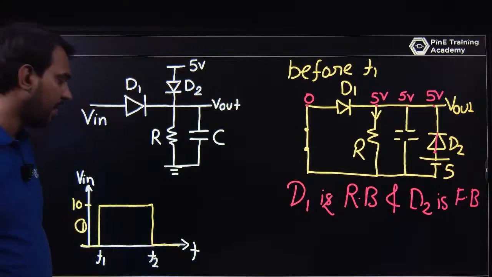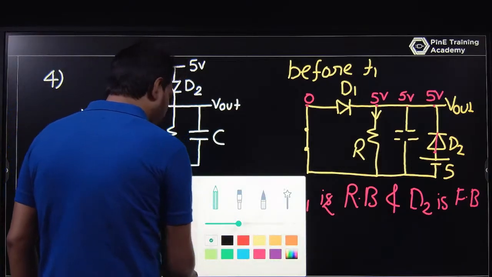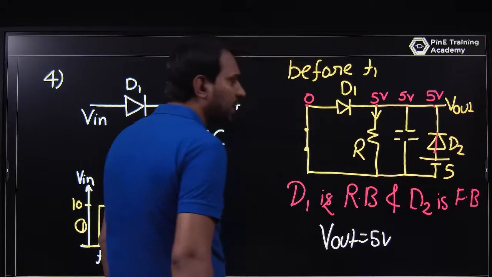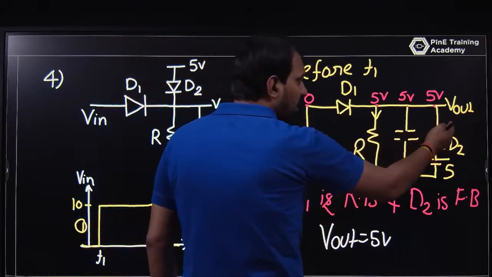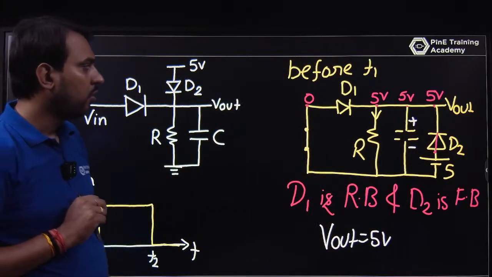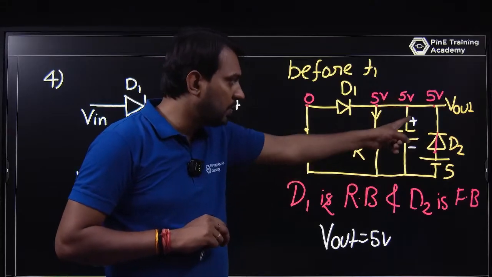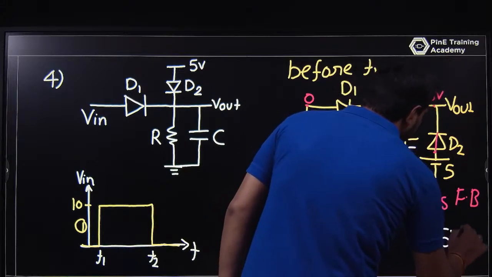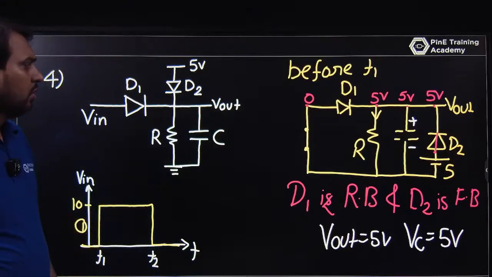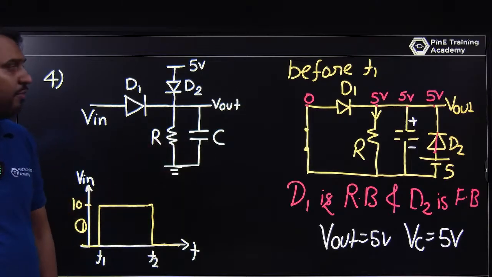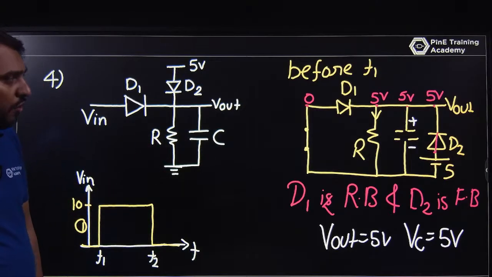Just like this, and we can say, what is V out? Before T1, V out is 5 volt, and what is the capacitor voltage? The capacitor voltage will be the same as your V out. The direction is like this, and the direction is very important. I am saying 5 volt with respect to ground, so this is positive and this is negative. So the capacitor voltage is also 5 volt here. This is the very basic thing before T1: the capacitor voltage is 5 volt and V out is 5 volt. D1 is reverse biased and D2 is forward biased.